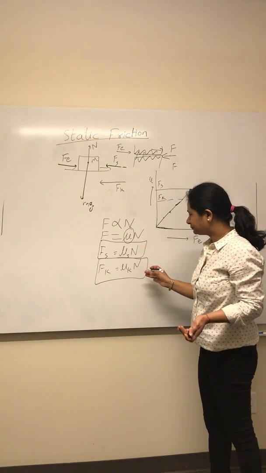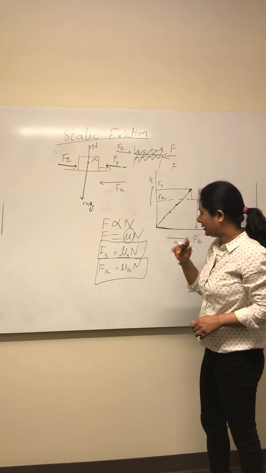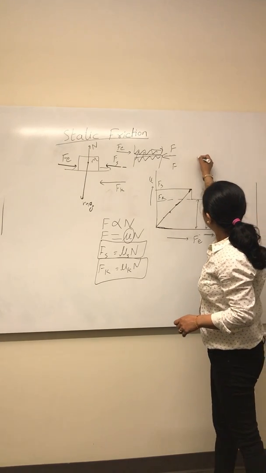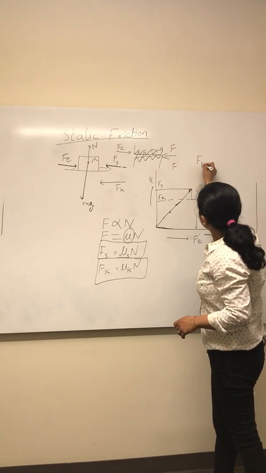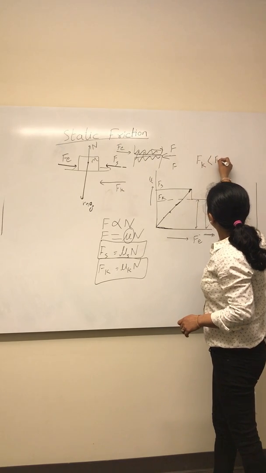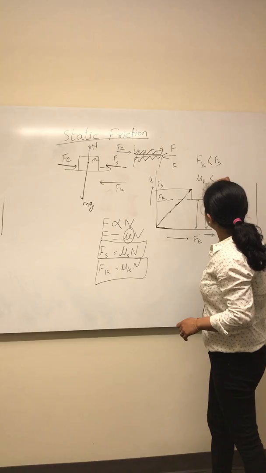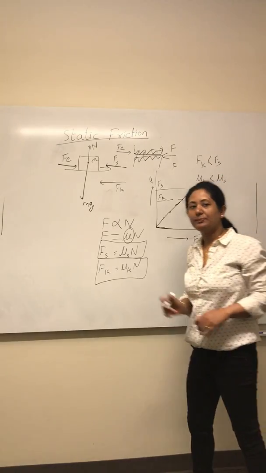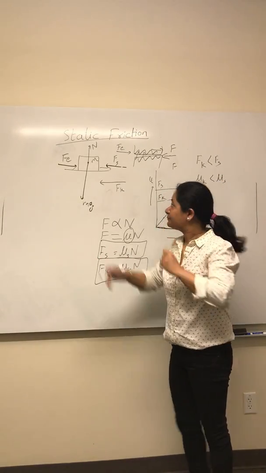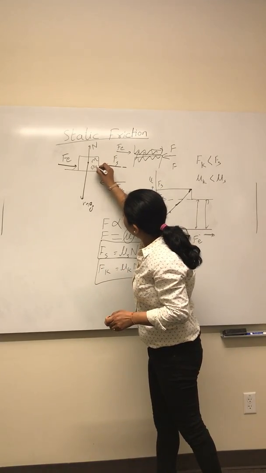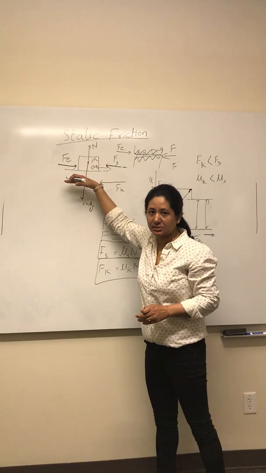Now, as the kinetic friction is less than static friction, the coefficient of kinetic friction is less than the coefficient of static friction as well. Let me explain this in numbers. Say I have a body of mass 5 kilogram resting on a horizontal surface.